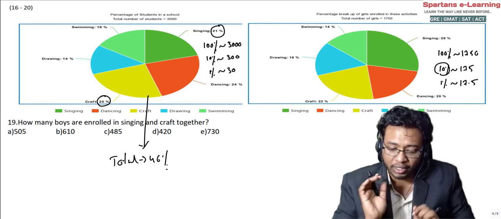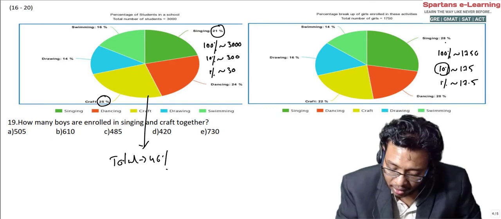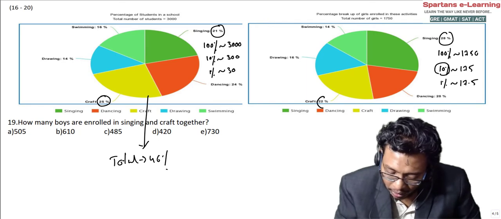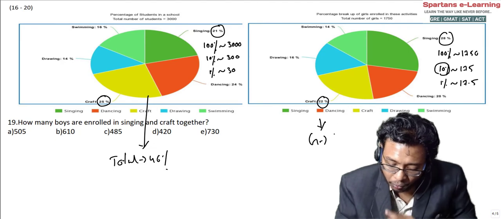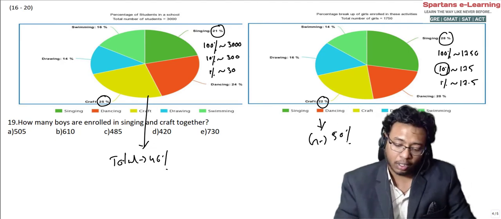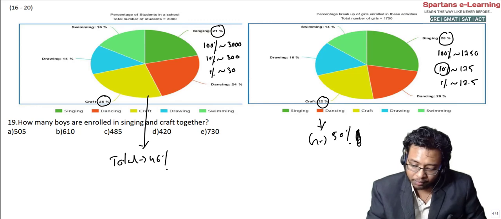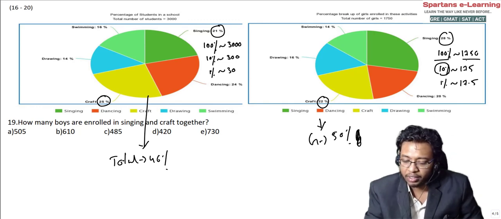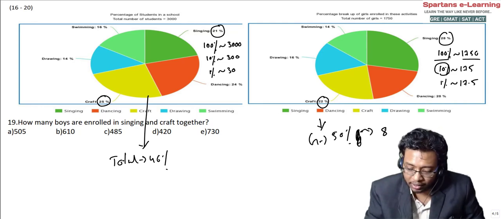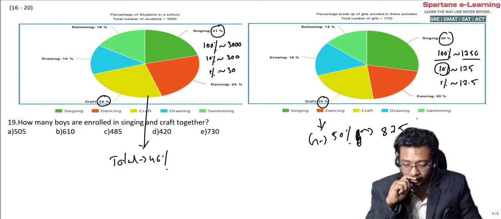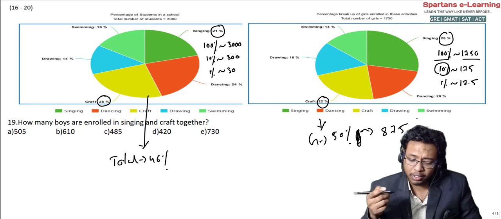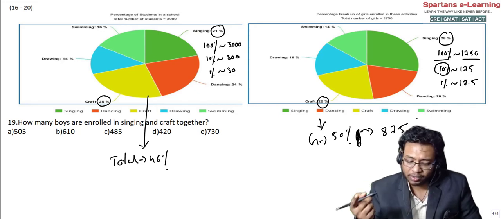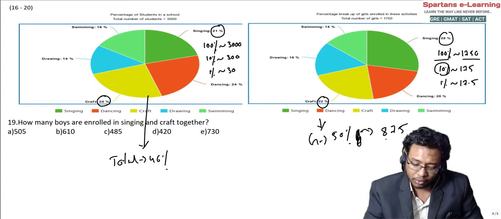This is the way I am showing you here. 46% of this one, leave it for now. For singing and craft, what is the total percent for girls? It is 50%. Now 50% of, you know 100% means 1750. So 50% means 1750 by 2, which is 875. If you want to double check: 800 into 2 is 1600, 1600 plus 150 is 1750, done. So we got this one.